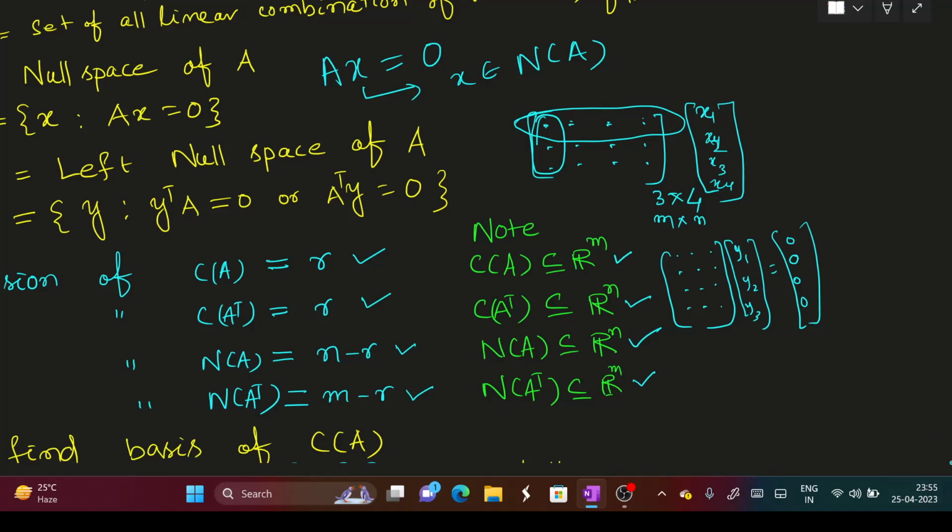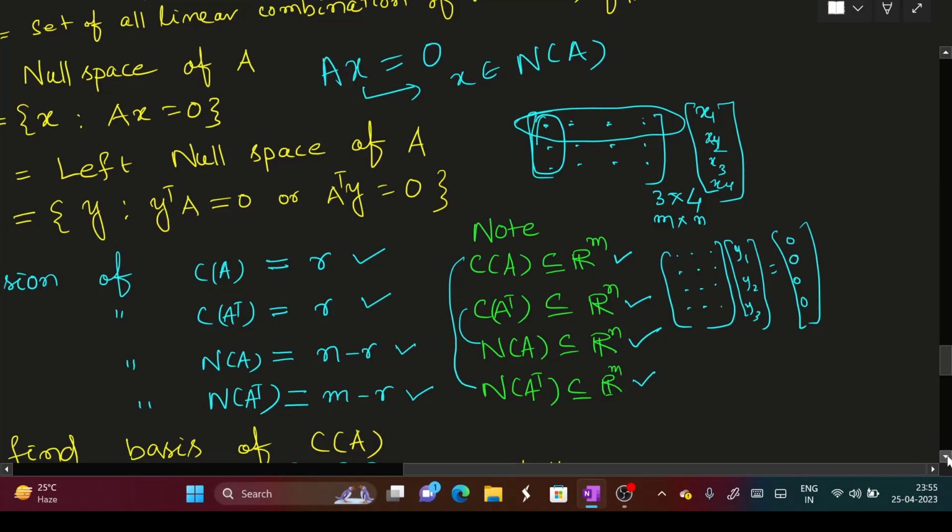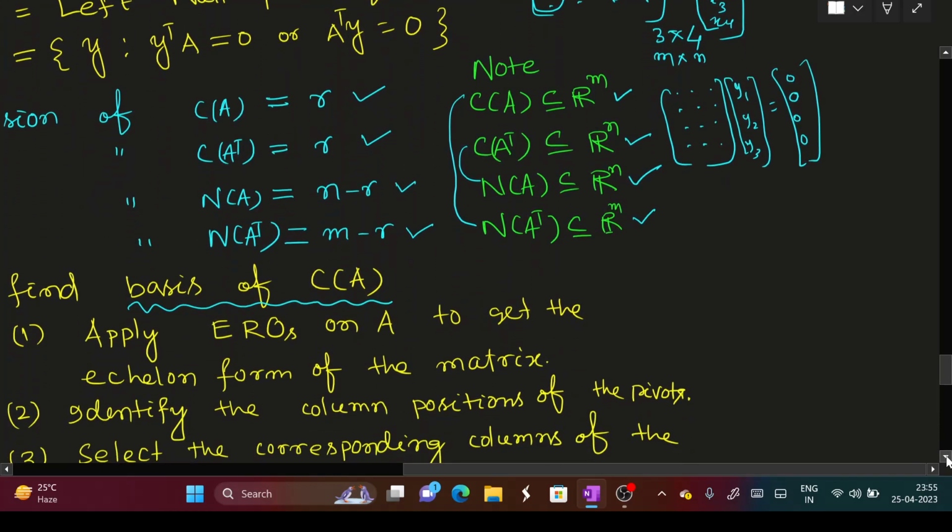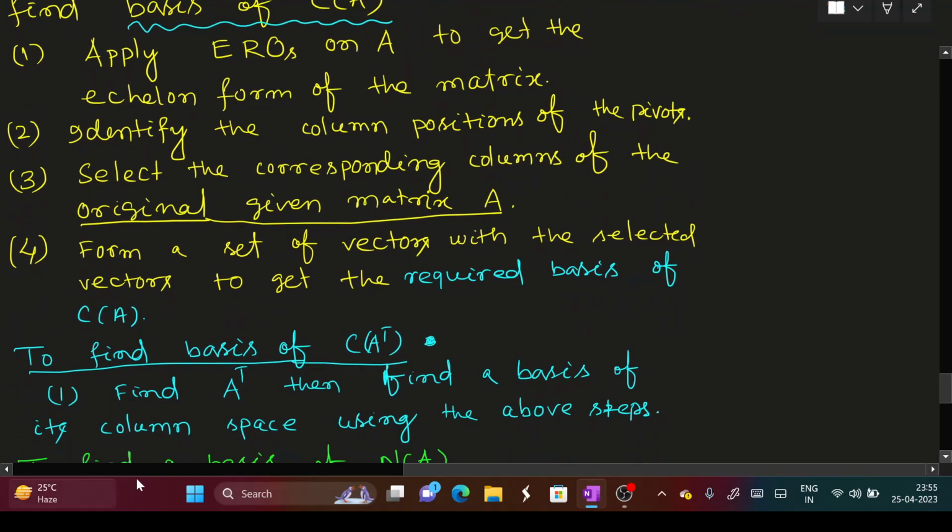Later on, not now, we will prove that these two vector spaces are orthogonal complements of each other, and these two are also orthogonal complements of each other. The meaning of orthogonal complement we will discuss in future videos.